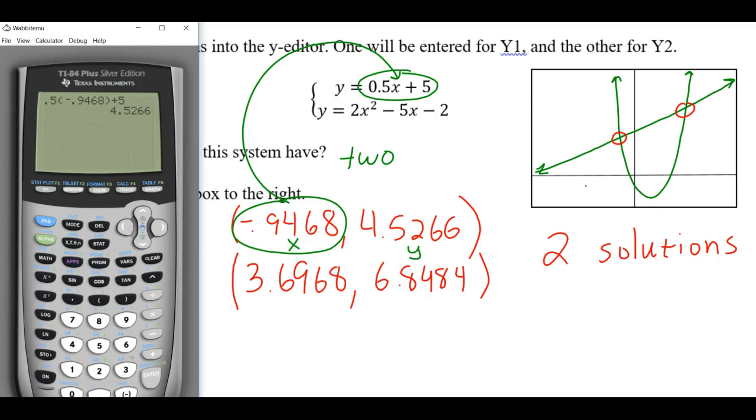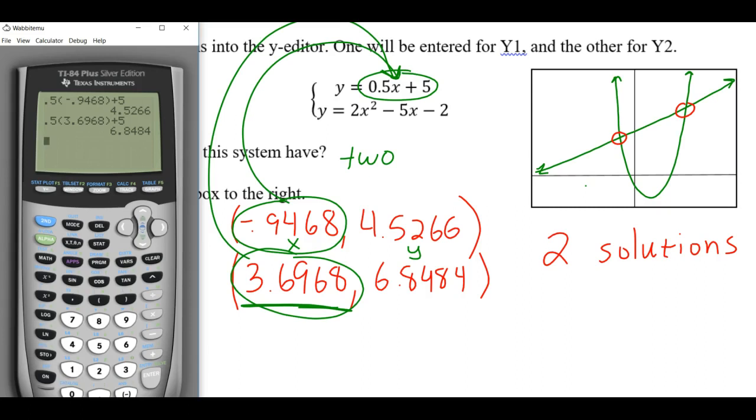But there's another x value that works, is basically what we're finding. There are 2 different x values that work. So now let's take this bottom x value and also plug it into the top equation. So I do 0.5 times 3.6968 plus 5. We found out that that's also an x value that works for this equation. It works for both equations. That's why they intersected. And you hit enter, and you get 6.8484.